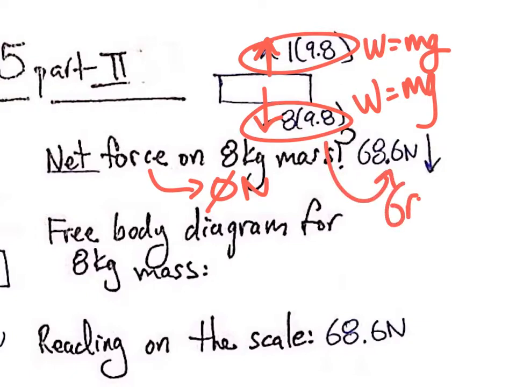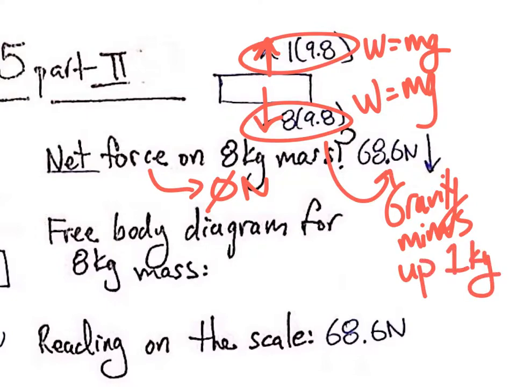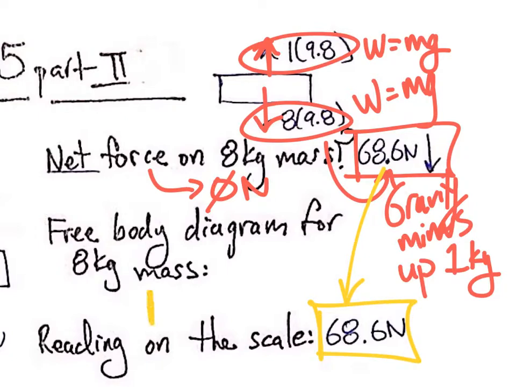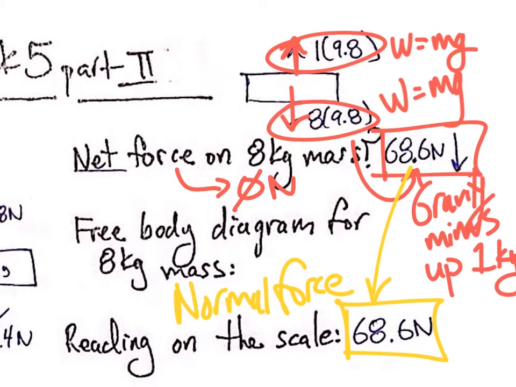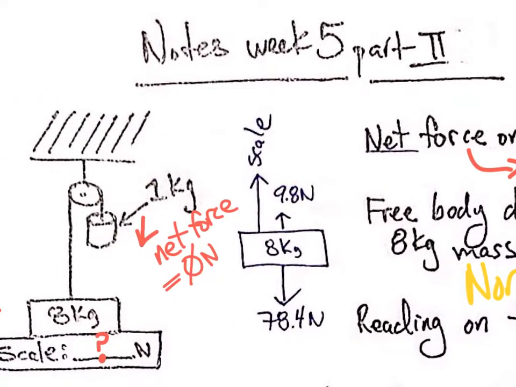So this is gravity minus the upward pull of the 1 kilogram mass. And this is the result of those two forces, or the net force of just those two. Okay, forget about the scale. And that's going to end up being the reading on the scale, which is the normal force. So let's turn back to this.